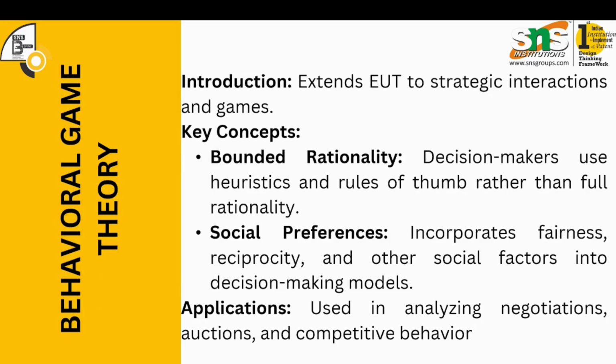The next theory is behavioral game theory. This theory extends the expected utility theory to strategic interactions and games. Here we discuss bounded rationality and social preferences. Bounded rationality is when decision makers use heuristics and rules of thumb rather than full rationality. So they are not fully rational, but are rational with their own rules of thumb. That is bounded rationality. Social preferences: people incorporate fairness, reciprocity, and other social factors into their decision making models. Here it's a combination of psychology and game theory, thereby we call it behavioral game theory. This theory is used in analyzing negotiations, auctions, and competitive behavior.